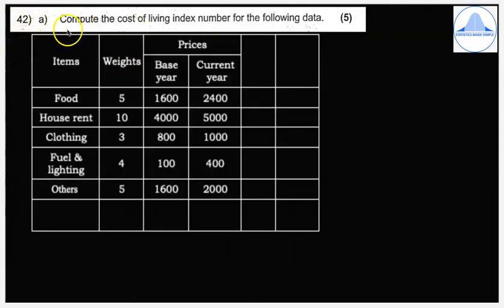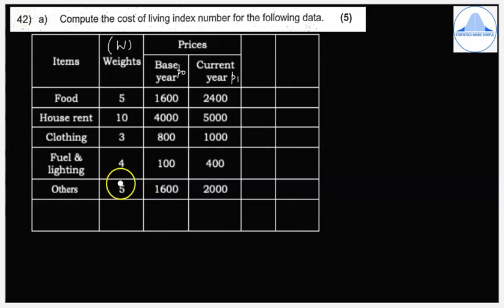42nd question, subdivision A, compute the cost of living index number for the following data. Various items are given and the weights and the prices for the base year and current year are given. So we have to make use of the family budget method. The weights you can mark as W. The base year price you mark as P0. The current year price you mark as P1.